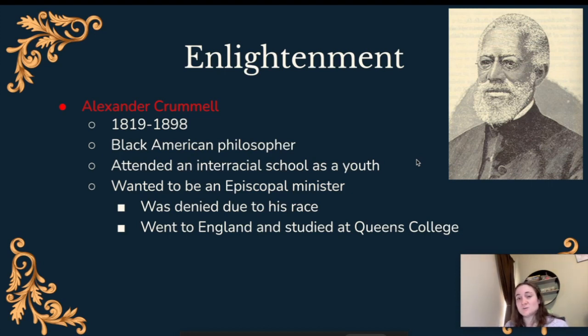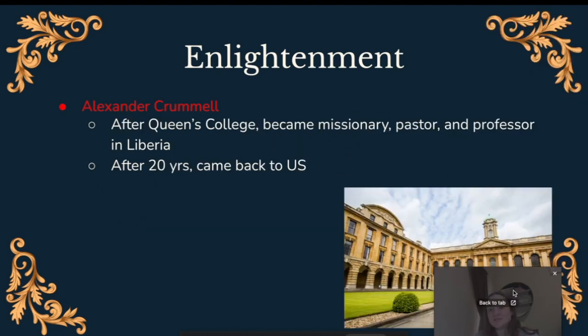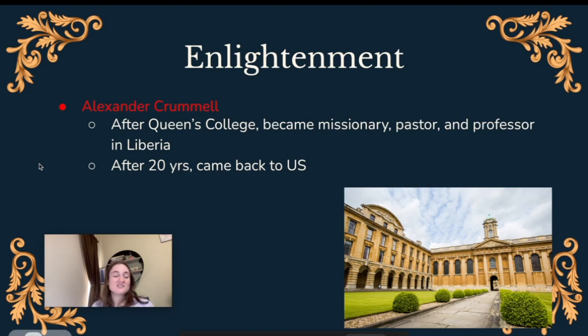He attended an interracial school as a youth, and he was so well educated that he wanted to actually be an Episcopal minister, but he was denied from the church and the college simply due to race. So instead, he went to England and he studied at Queen's College, which accepted people of color. So after he studied at Queen's College, he actually went to Liberia, which is in West Africa, and became a missionary, pastor, and professor. And after 20 years, he decided to move back to the United States.